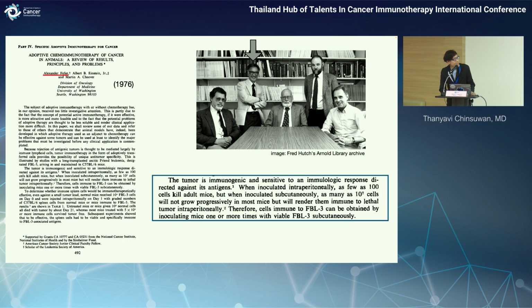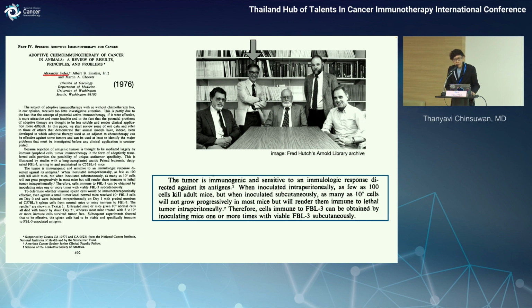When inoculated intraperitoneally, as few as 100 cells will kill adult mice. But when inoculated subcutaneously, as many as 10 million cells will not grow progressively in most mice, but will render them immune to lethal tumor intraperitoneally. Therefore, cells immune to FBL3 can be obtained by inoculating mice one or more times with viable FBL3 subcutaneously.